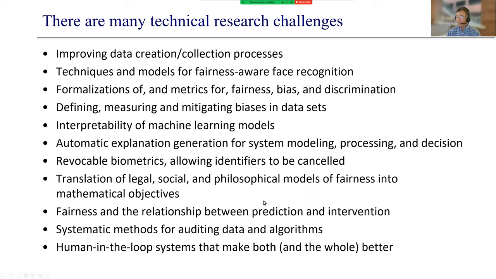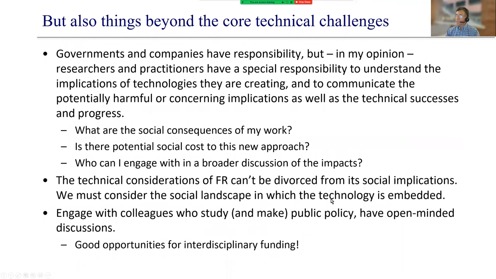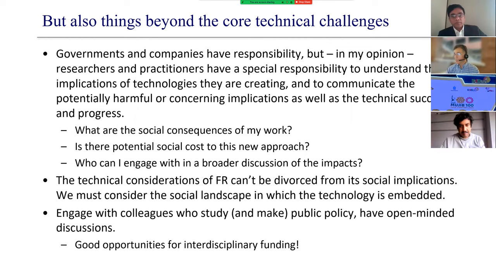Since I tend to be an interdisciplinary person, this kind of excites me that there are all these areas that are important to society now and I think are important for interdisciplinary work to be pushing forward. So it's also, of course, important to engage the policymakers, the practical people, the government people, the company people who do things. But again, going back to the researchers, I think it's really good for us to be thinking always, what are the social consequences of my work? Are there potential costs to the things that I'm doing? How can I engage in a broader conversation about these sorts of things?